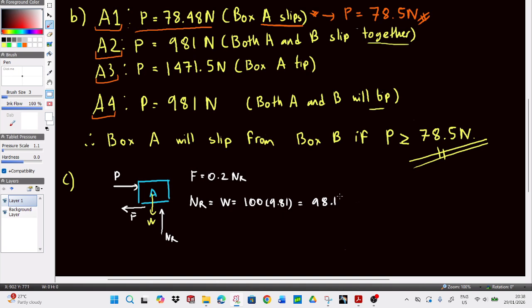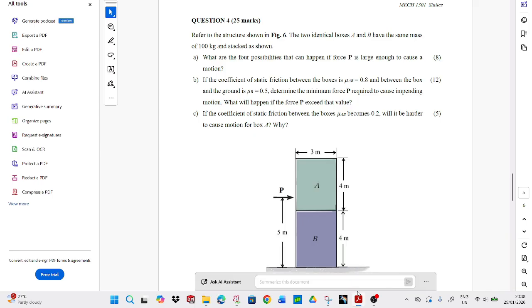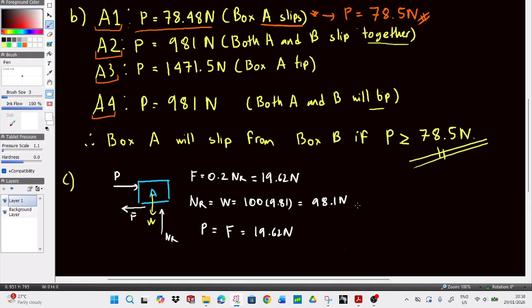98.1 newtons, right? So your frictional force would be equivalent to 0.2 times 98.1, which would give you 19.62 newtons. We also know that P equals F, so P is just 19.62 newtons. So the answer is no, it won't actually be harder. It'll be easier actually.